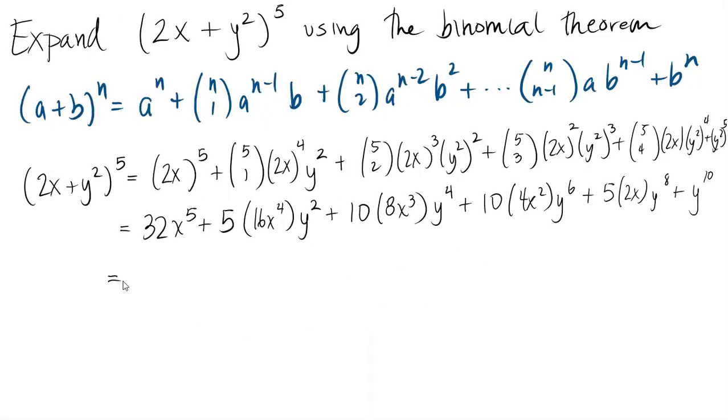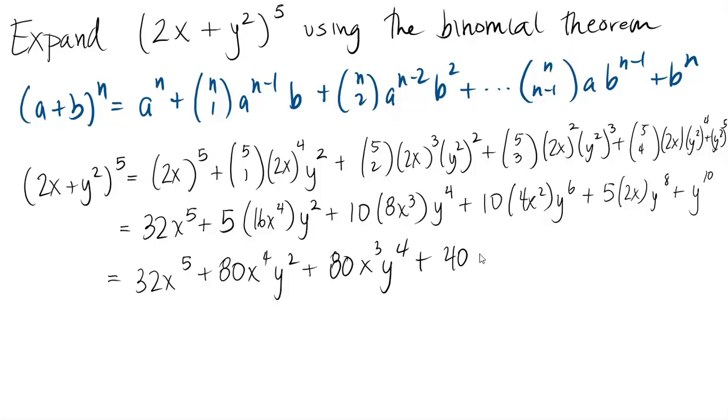Now we just need to simplify this multiplication. This is 32x to the 5th plus 5 times 16 is 80, so 80x to the 4th y squared plus 10 times 8 is 80, 80x cubed y to the 4th plus 10 times 4 is 40, 40x squared y to the 6th. 5 times 2 is 10, 10x y to the 8th plus y to the 10th. And now we have the expansion of that binomial.